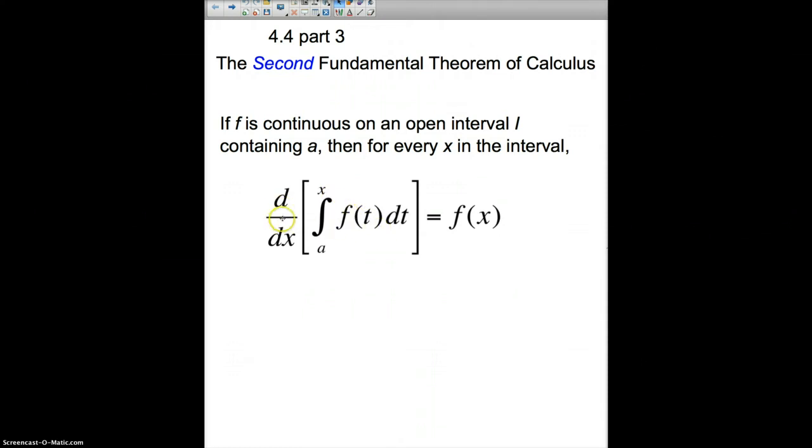If you take the derivative with respect to x of an integral with respect to t that goes from a constant to x, then it will just equal the function with x in it. So the derivative of the integral of a function equals that function with this top x value plugged in, as long as this lower limit is a constant. Okay, so let's see how that works.